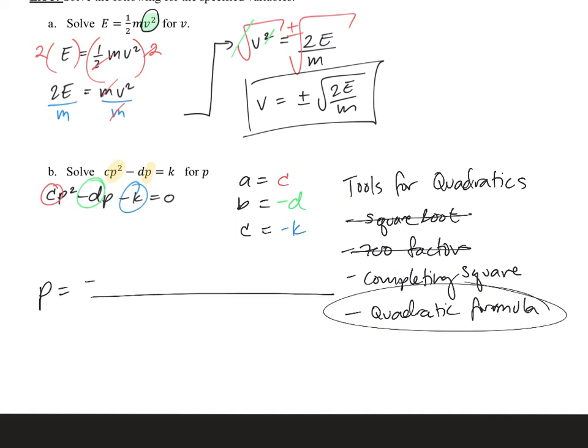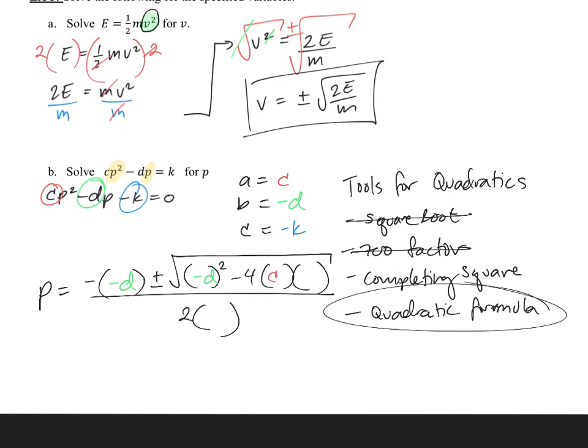So we want opposite of b, which was actually, careful, negative d. It's getting a little confusing. Plus or minus the square root of b squared minus 4ac all over 2a. So let's plug those in. B squared, so that'd be negative d. A is c. C is negative k. Oh, this is interesting. And a is c. Let's see what we can simplify.